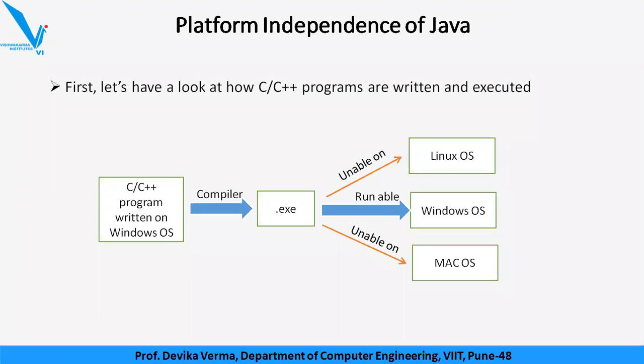What we observe here is that the complete source code gets converted into an exe file. This exe file is specific to Windows OS, and it cannot be directly picked up and run on other operating systems because this conversion is specific to Windows. This conversion is not independent of the underlying architecture or underlying operating system.